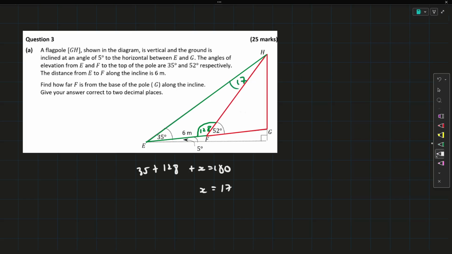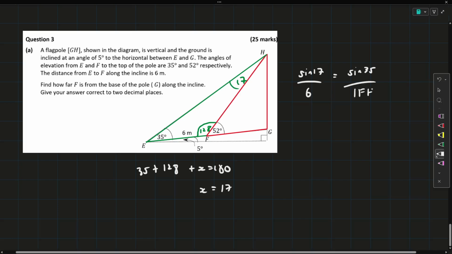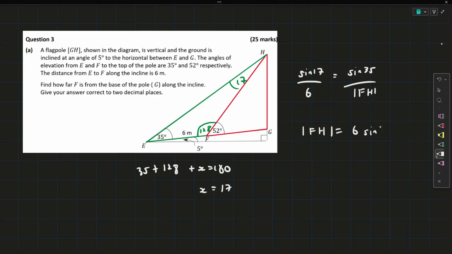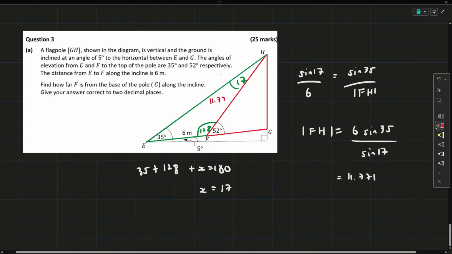Then we can use the sine rule because we know two angles and one side, and we need to figure out this side. Using the sine rule, sine of 17 divided by the side opposite, which is 6, will be equal to sine of 35 divided by the side opposite, which is FH. So FH, if I bring the 6 up and sine 35, and bring the sine 17 down, we can figure out what FH is, and FH ends up being roughly 11.771.